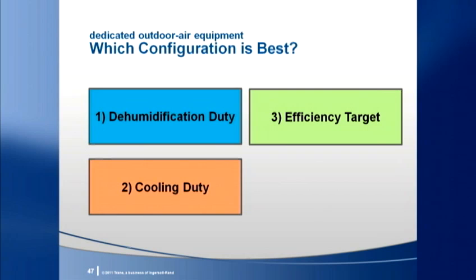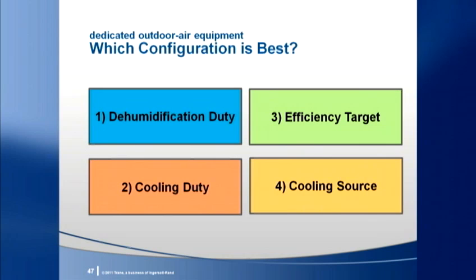Third, what's the efficiency target? Does this system just need to meet the minimum energy code, or do you want it to be more efficient? And finally, what's the source of cooling energy? Where will the heat be rejected? And what is available? And what could be available?